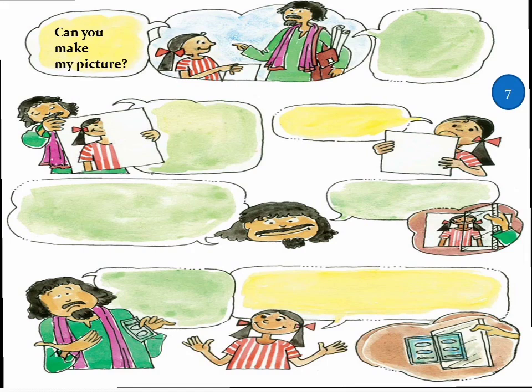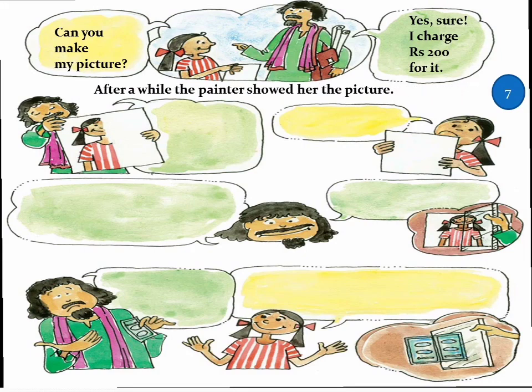A girl asks a painter, can you make my picture? The painter said, yes, sure. I charge rupees 200 for it. He asked rupees 200 for drawing a picture. After a while, the painter showed her the picture.